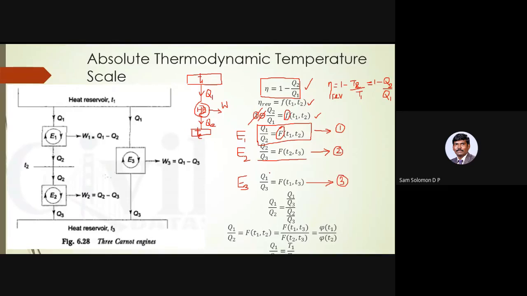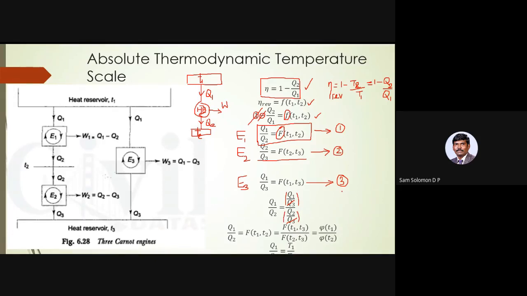Okay. And Q1 by Q3 can be mathematically written as, sorry, Q1 by Q2. Q1 by Q2 can be mathematically written as Q1 by Q3 divided by Q2 by Q3. Which means if I cancel out this Q3 and Q3, I'll get Q1 by Q2 back. So what I write is Q1 by Q3 whole divided by Q2 by Q3.